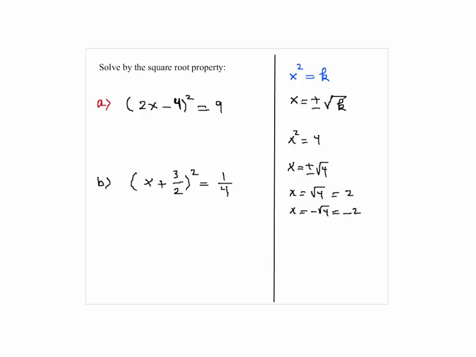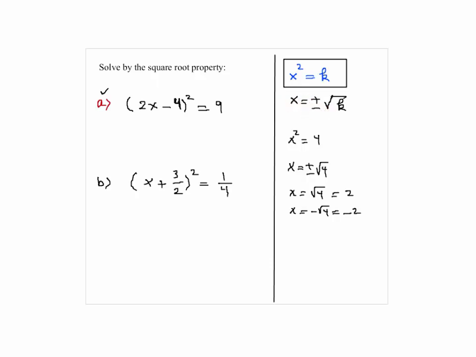So let's see, Danielle, can you tell me how do you set up part A? How would you start this problem? I'd multiply 2x minus 4 by 2x minus 4. Well, remember we want to use these methods here. If something squared is equal to k, x is equal to plus or minus radical k.